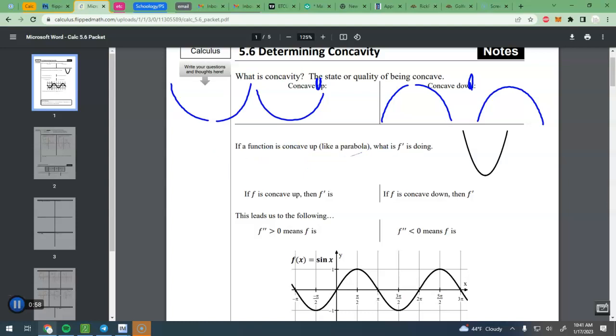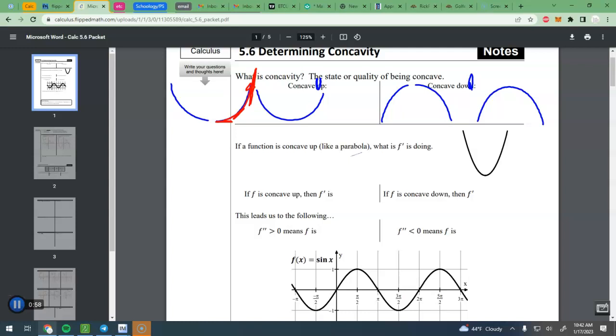Okay. So if a function is concave up, like a parabola, what is f prime doing? These are concave up, and it's easier to see on the increasing part. If I take the slope, what's the slope right there? It's 0. Now as I slide to the right, it's some positive number. So what happened to the slope when I went from here to here? It increased and got bigger. And if I go up here, isn't it going to be an even bigger positive number? So increasing.